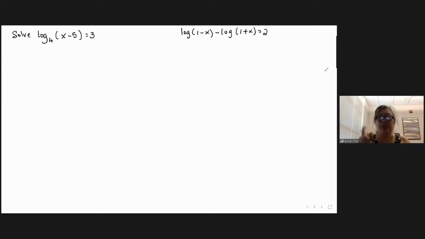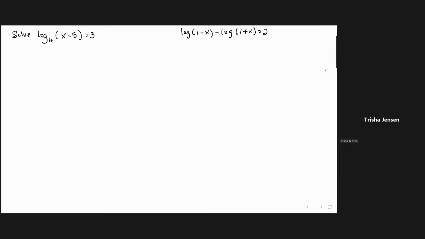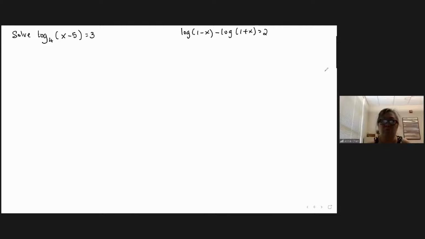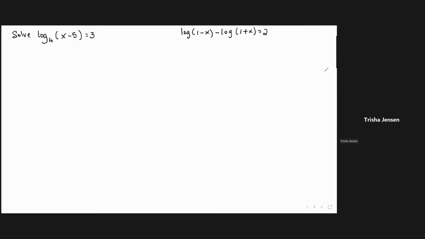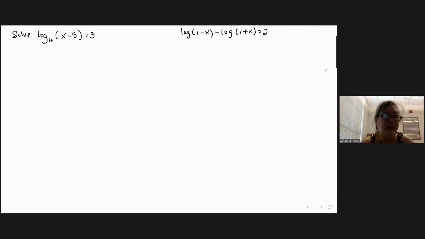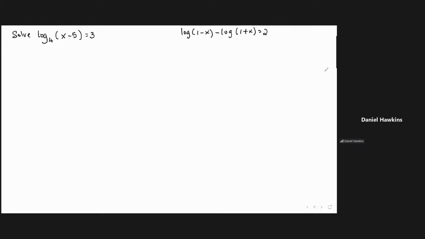Let's see. Trisha, what would you do? I think I'd first put it in exponential form. So then you can get eventually log base 10. Oh, sorry, you're jumping ahead. You want to keep the log. No, make it exponential form, but I'm missing a few steps in between. So log b of x equals y is the same thing as b to the exponent of y equals x. Okay.